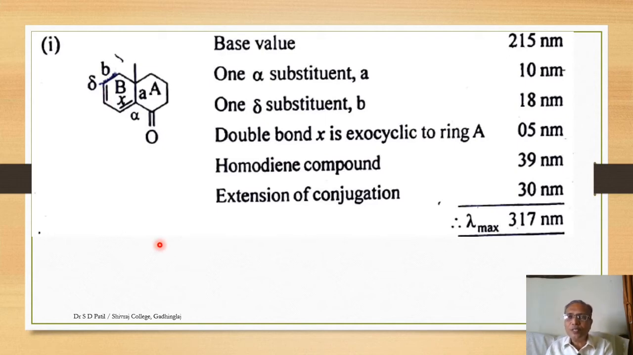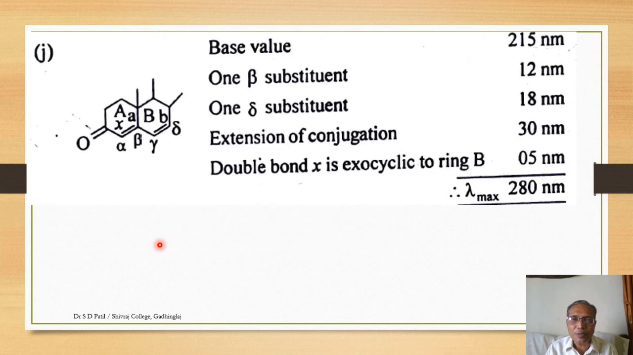So base value 215, one alpha 10 nanometers, one delta 18 nanometers, one double bond in exocyclic form 5 nanometers, homodiene component 39 nanometers, and extension of conjugation 30 nanometers. So the total is 317 nanometers.